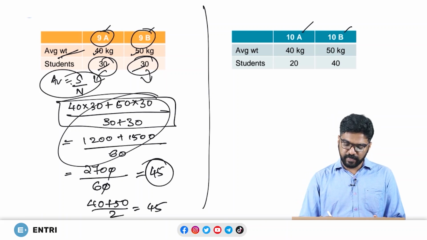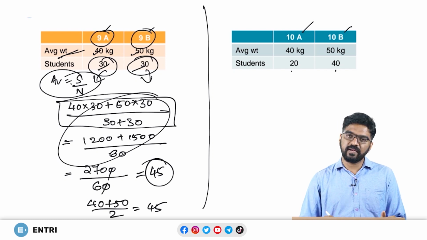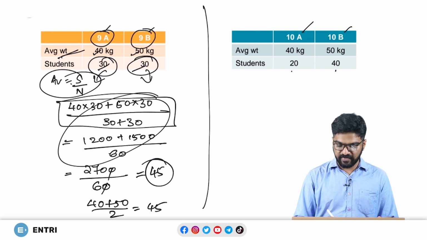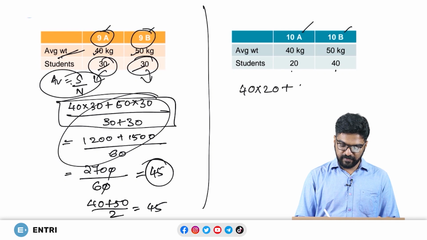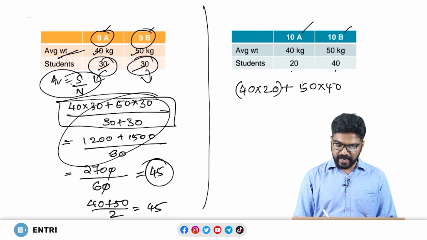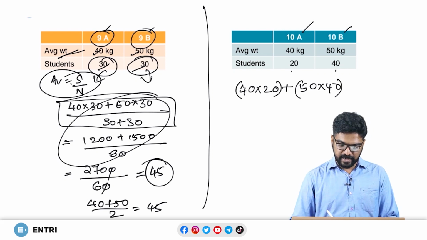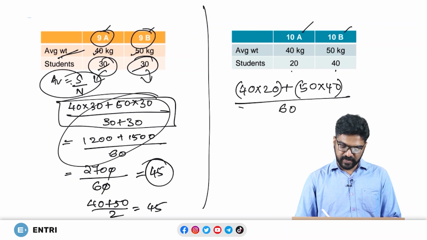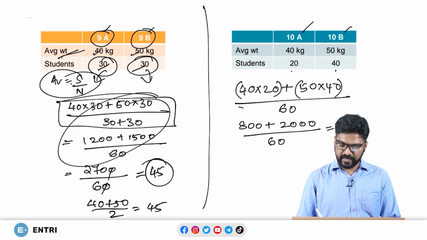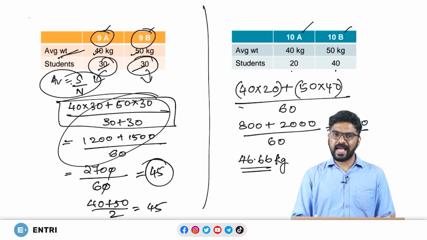So the total number of students will be nothing but 20 plus 40, and the total weight of the students will be obtained by applying the weighted average principle, which is nothing but 40 into 20 plus 50 into 40. This will be the weight of the students in class 10A, and this will be the weight of the students in class 10B, and the total strength will be 60. So this will be 800 plus 2000 divided by 60, or 2800 divided by 60, which will give you 46.66 kilogram. Right?